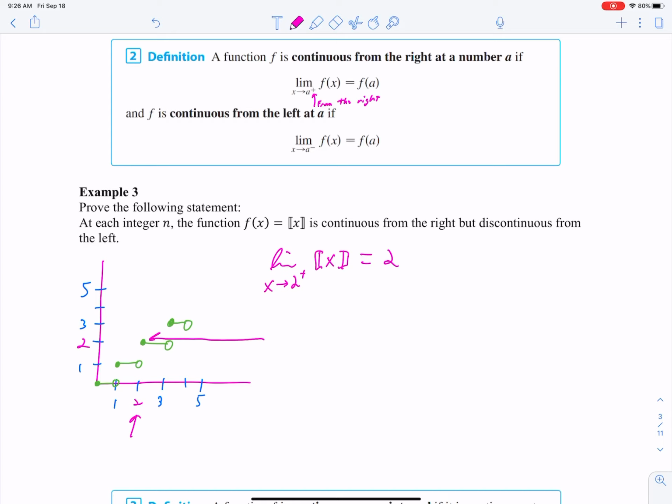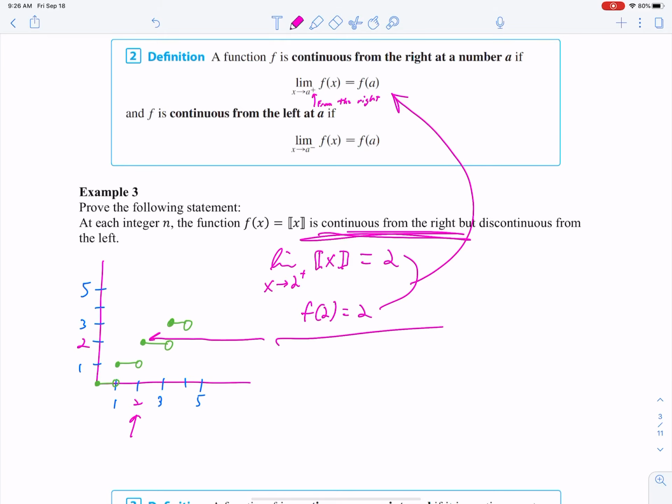And so this is from the right. What is f of 2 equal to? Well, it's equal to 2, right? Solid dot on there. Okay, so there we go. We just proved continuity from the right, because these two things are equal. So there we go. Continuity from the right.